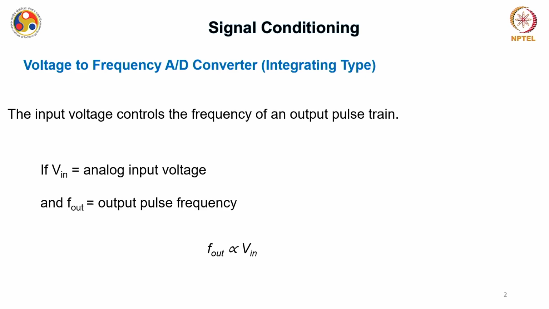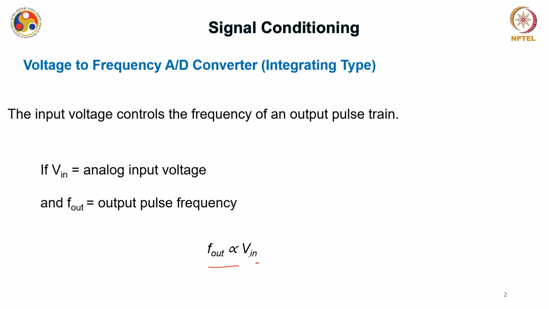Now let's tweak it a little bit and discuss another AD converter today, which is based on voltage to frequency conversion. Let's call it the voltage to frequency AD converter. Sometimes we also call it the integrating type AD converter. As the name suggests, the input voltage controls the frequency of an output pulse train. Say V in is the analog input to the ADC and F out is the output pulse frequency. For the voltage to frequency AD converter, F out is directly proportional to the input voltage applied.